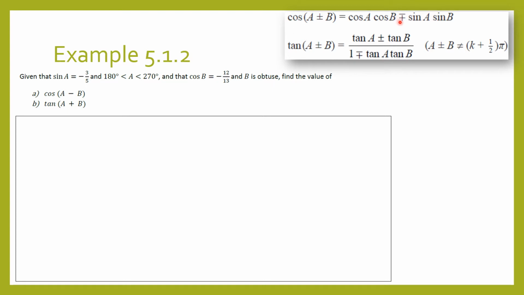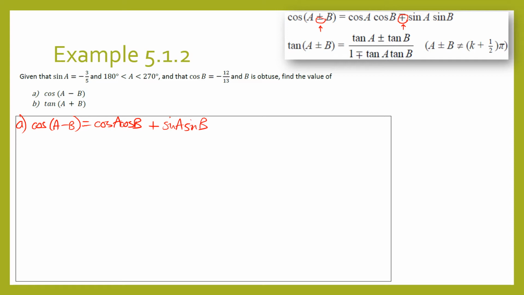It's really important here. We want to be using the plus here, and that's because we're going to be using cos of A minus B, and the minus is the symbol on the bottom. So here we also want the symbol on the bottom as well. So for part A, cos of A take away B, that's cos A, cos B, but then plus, definitely not minus, plus sine A, sine B.